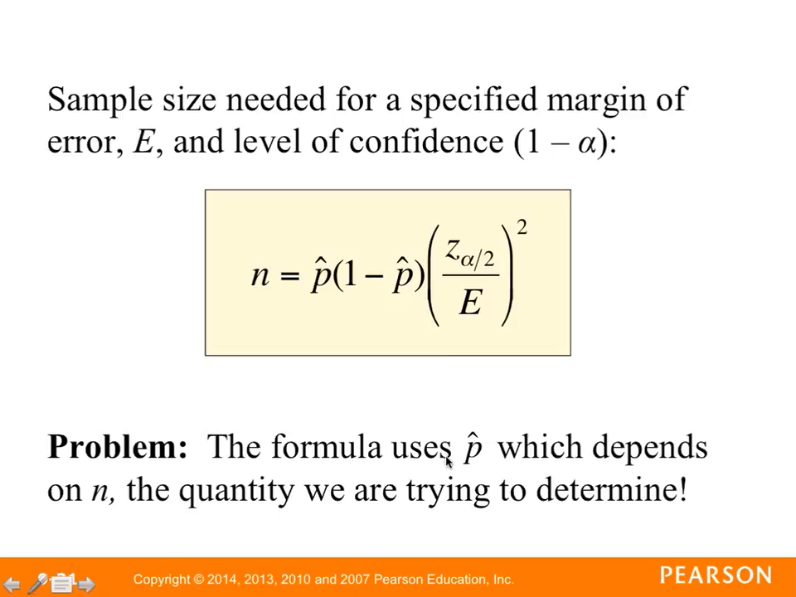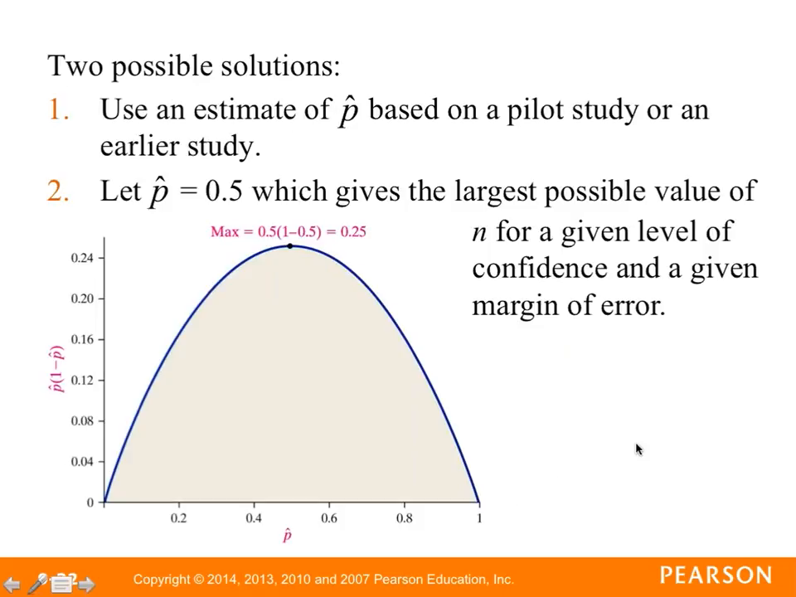Now, the formula uses p hat, which depends on n, which is the quantity that we're trying to determine. So we have two possible solutions for this. First is to use an estimate of p hat based on some pilot study, or an earlier study. And if you have a pilot study or some earlier study, then that's a great route to go. But if you do not, if this is the first study that's done on this, or you think that the first study that was done is not very reliable, what you can do is let p hat equal 0.5. And that gives the largest possible value of n for a given level of confidence.